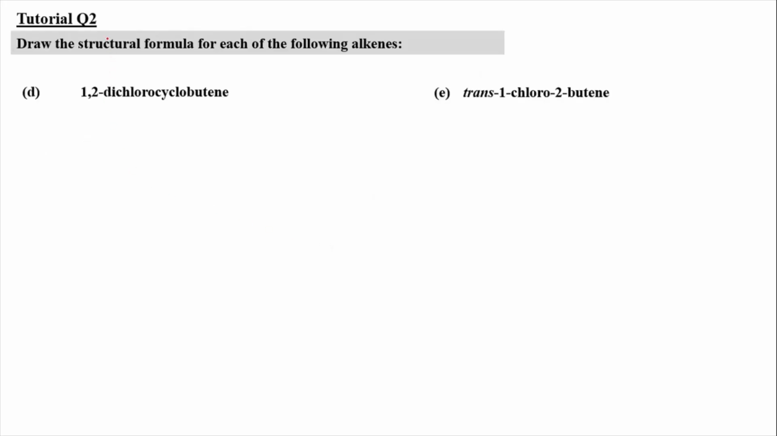So for tutorial question 2, we have to draw the structural formula for each of the following alkenes. Given here is the naming of the alkene, which is 1,2-dichlorocyclobutene. We have to identify the parent name first, which is cyclobutene. Cyclobutene will have 4 carbons in cyclic form, 1, 2, 3, 4, and one of the carbon-carbon bonds is going to be the carbon-carbon double bond because it refers to butene.